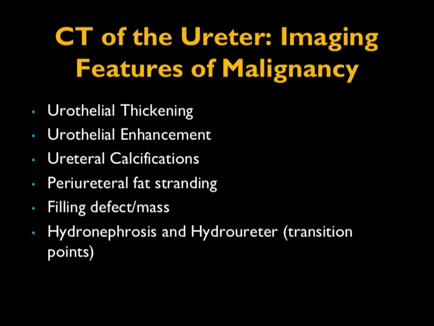Now, when I'm looking at the ureter, the things I'm looking for are changes in the caliber and the enhancement, transition changes. So I'm looking for thickening, I'm looking for abnormal enhancement, typically increased enhancement. I'm looking for calcifications. I don't mean stones by calcifications, but wall-like calcifications, like maybe in TB or malakoplakia. We look for fat stranding around the ureter, which can be a sequela of infection, as well as filling defects, as well as hydronephrosis and hydroureter, and looking for that transition point.